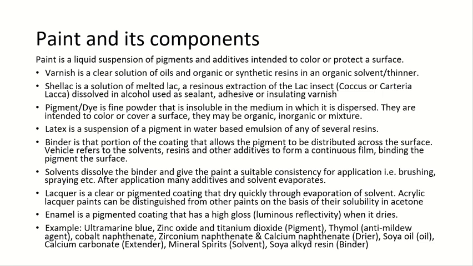Now the examples of the various components of paint are ultramarine blue, zinc oxide, titanium dioxide as pigment or dyes, thymol as anti-mildew agent, cobalt naphthenate, zirconium naphthenate and calcium naphthenate as dryer, soya oil as oil, calcium carbonate extender, mineral spirit as solvent, soya alkyd resin as binder.